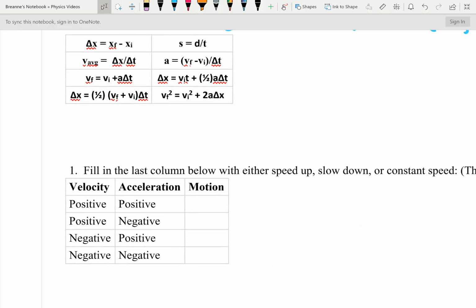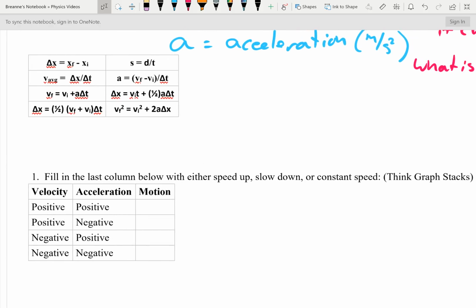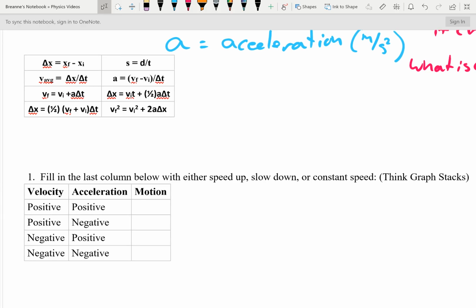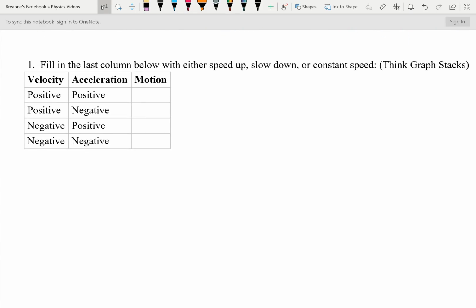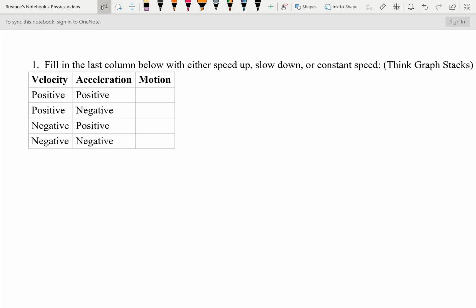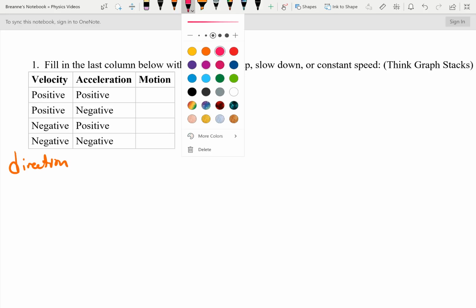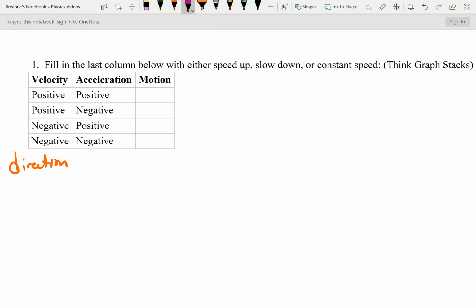So our first question says, fill out the last column below, either speed up, slow down, or constant speed. The best thing to do is think about your graphs. Think about your velocity, so this is the direction. Knowing if your velocity is positive or negative, you're dealing with the direction. If you remember, your acceleration is the slope of your velocity.